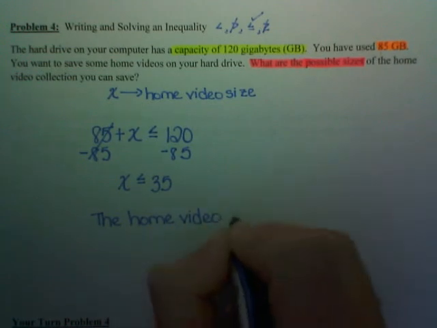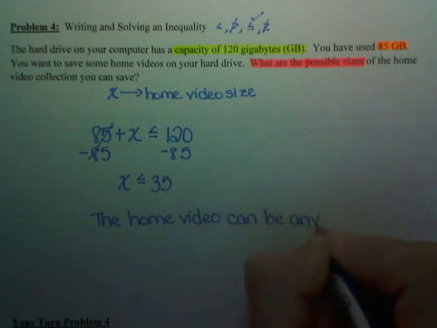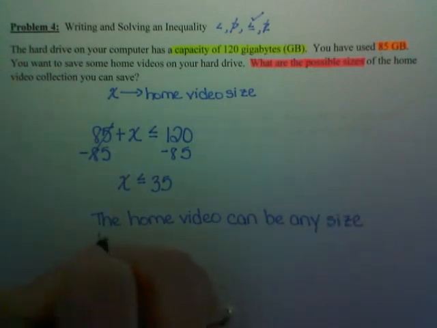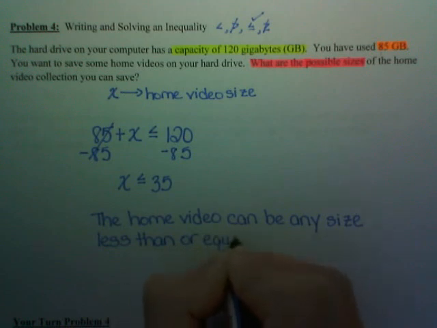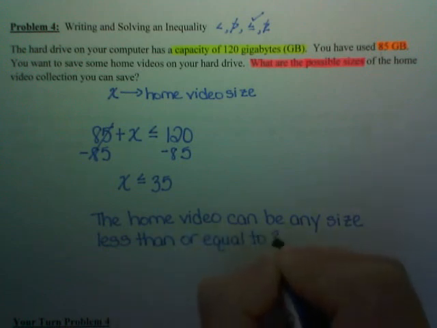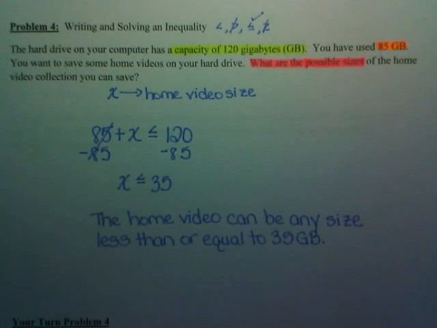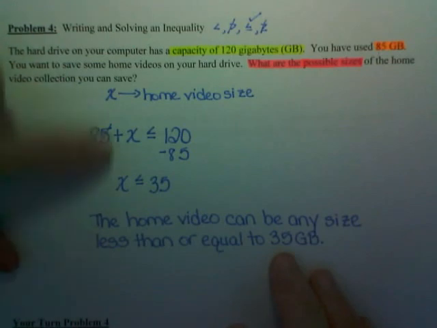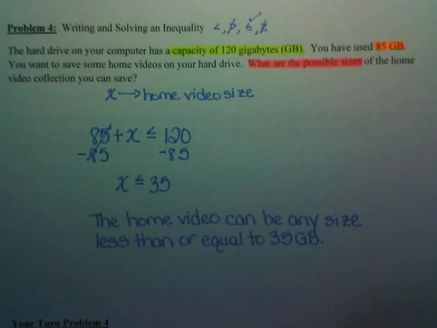So the home video can be any size less than or equal to 35, and that 35 represents gigabytes. So a nice simple sentence that sums up what your inequality tells you, so that someone reading this knows what the 35 stands for, and to verify what your answer is.